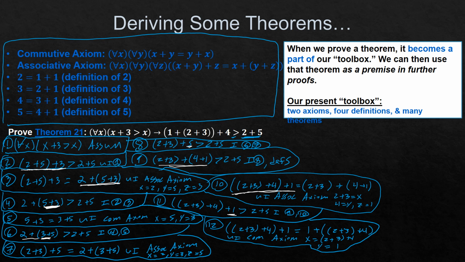So now we can do the identity rule. For line 13, we have 1 plus (2 plus 3) plus 4 is greater than 2 plus 5. So that's just the identity rule with lines 11 and 12.